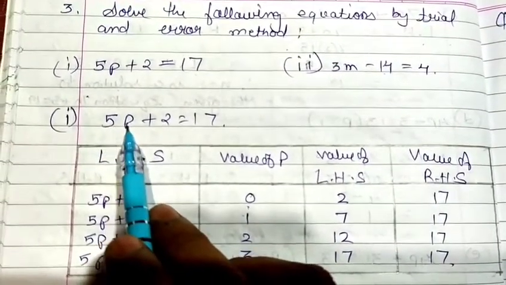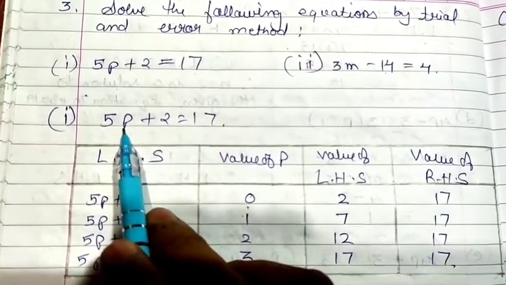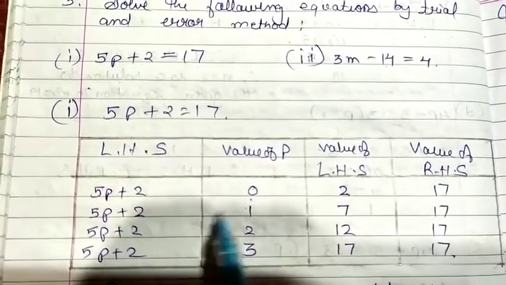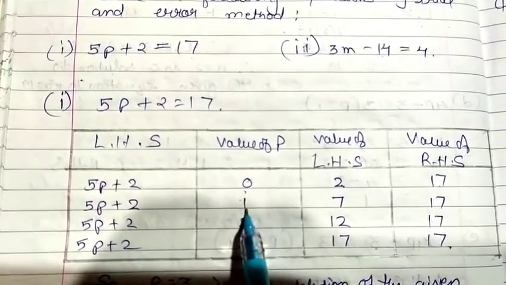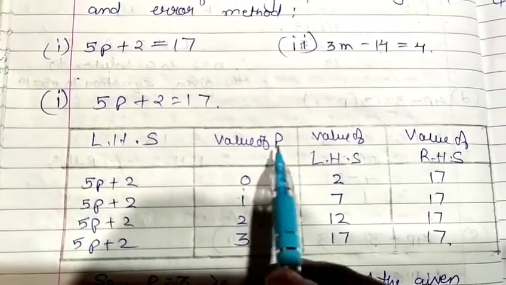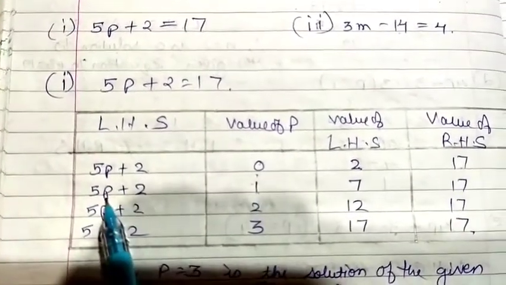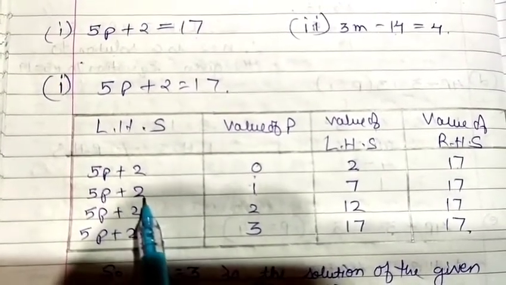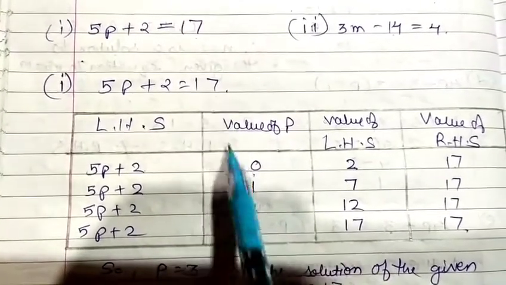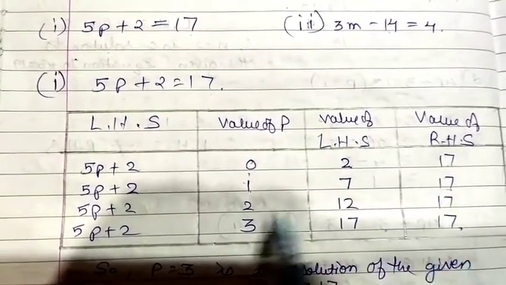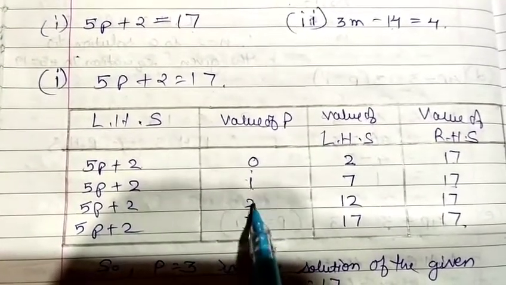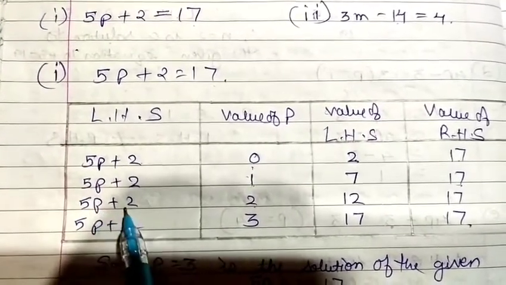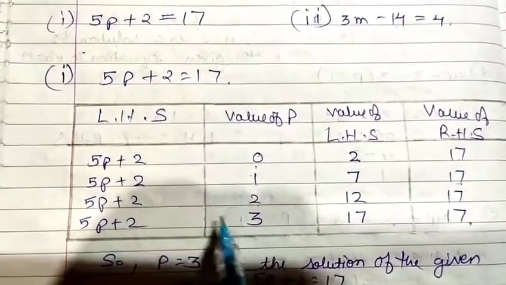Now p equals 0. 5 multiplied by 0 is 0 only, and 0 plus 2 gives 2 only, which is not equal to 17. So now after that try with 1. In place of p you have to write 1. 5 ones are 5. 5 plus 2 gives 7, which is not equal to 17. Now let us move further. Then after 1 let us take 2. In place of p take 2. 5 2s are 10. 10 plus 2 is 12, and 12 is not equal to 17.